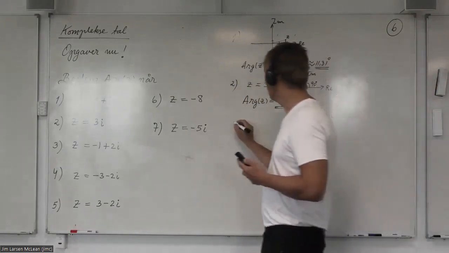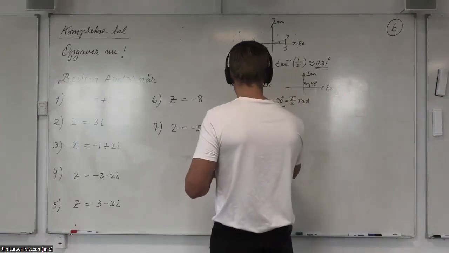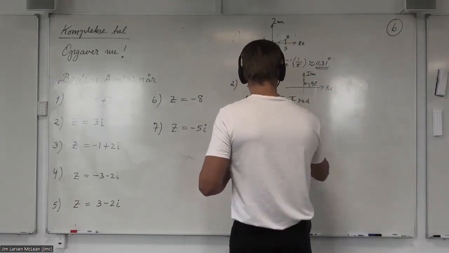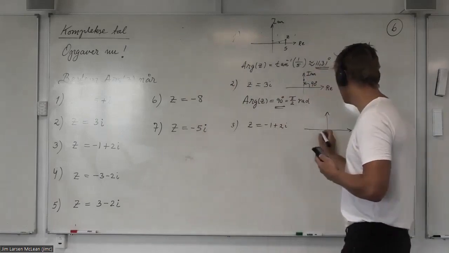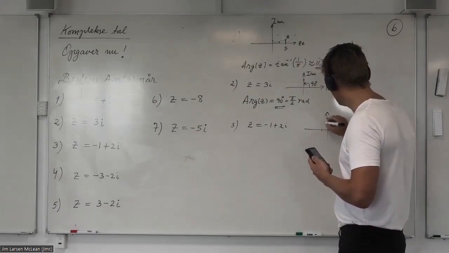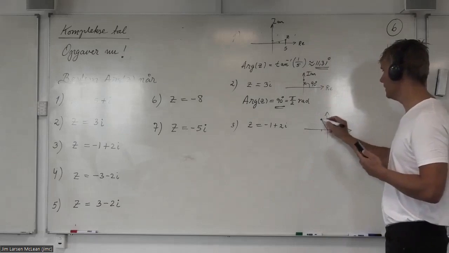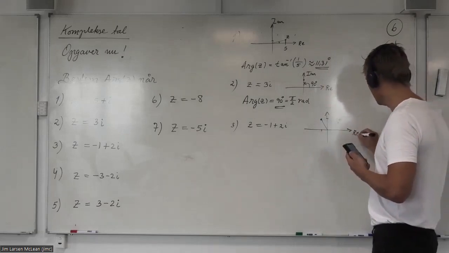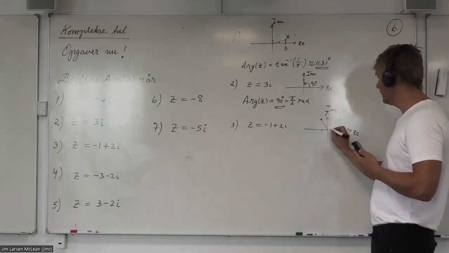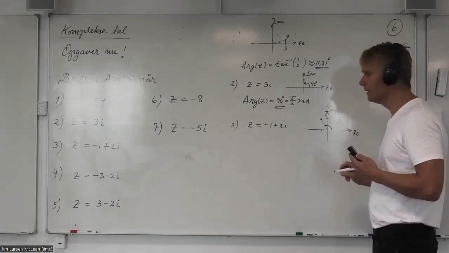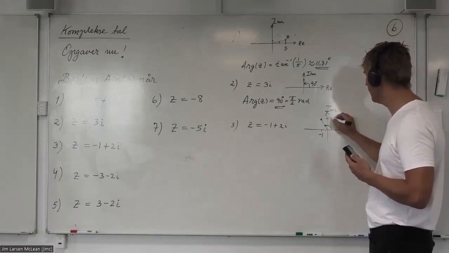Here comes task 3. It says negative 1 plus 2i. I'll need to go 1 to the left and 2 up. That means my complex number is located about here in the second quadrant. The angle that I want to find is the one for the principal argument. And here we can clearly see that the real part is negative and the imaginary part is positive.